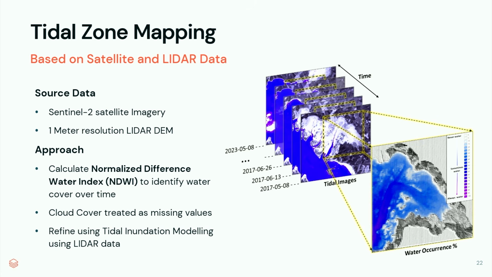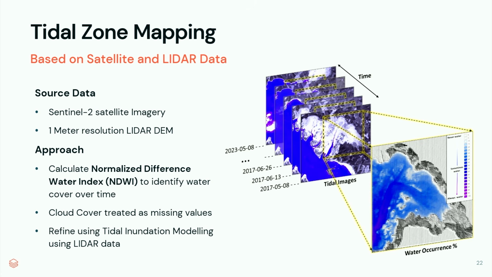To do that, we were using Sentinel-2 satellite imagery alongside a 1 meter resolution LiDAR digital elevation model. What we did was, you can take a time series of satellite imagery over a given region of interest. You can then calculate what we call a normalized difference water index. That is a very simple calculation on, I think, the green channel and your near infrared channel, which gives you a good indication of whether there is water present at that pixel location.